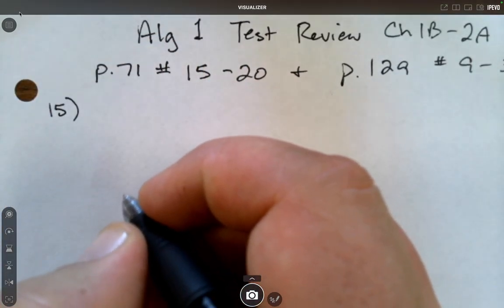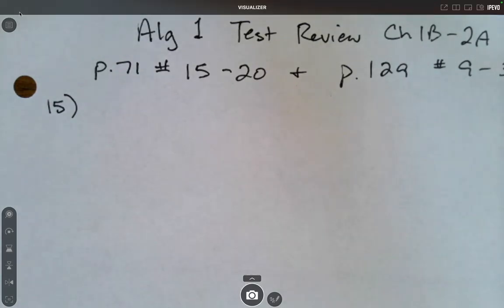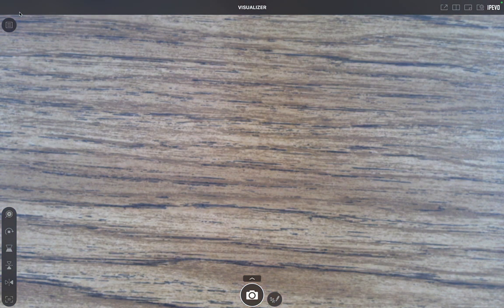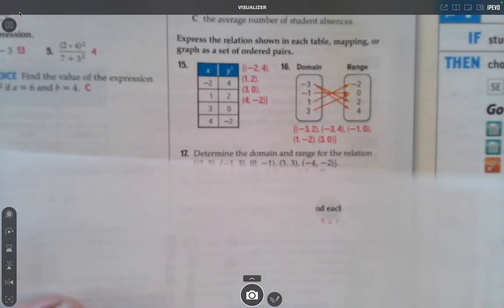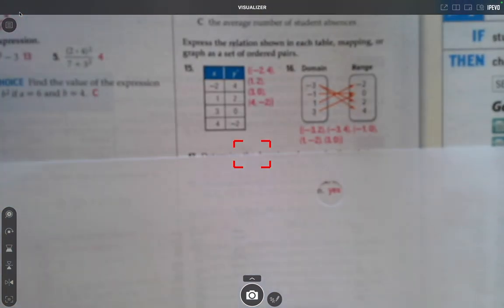Okay, they give us a table. I think I'll just show the answer for these first couple. They give us a table and ask us to write them as ordered pairs. So I'll just kind of explain as we go.